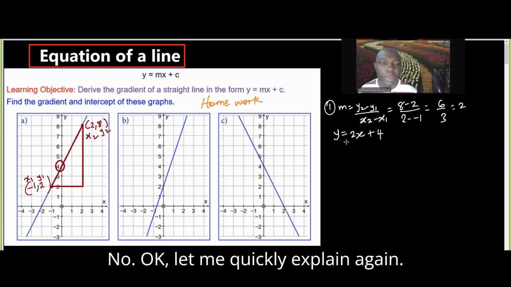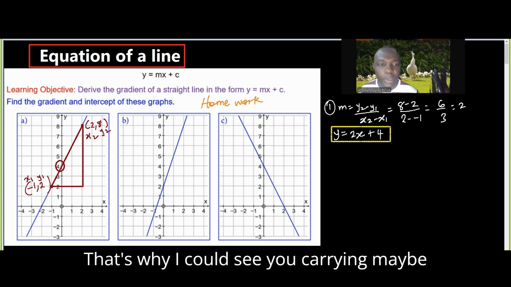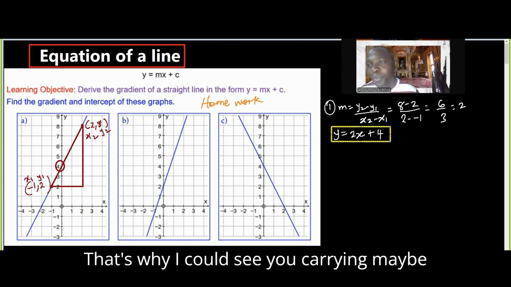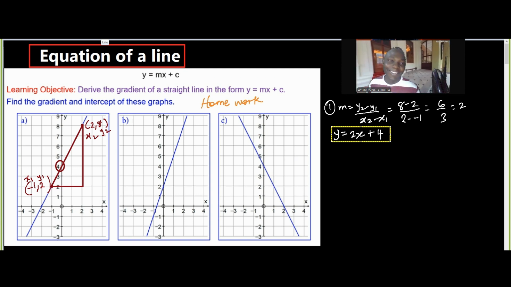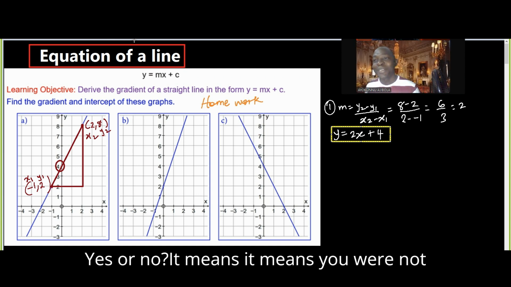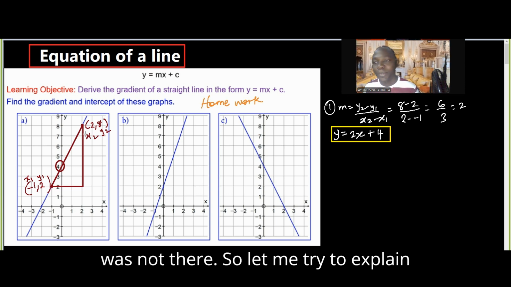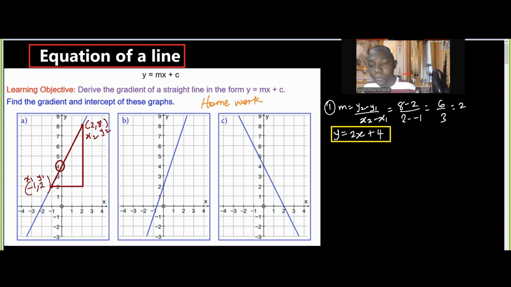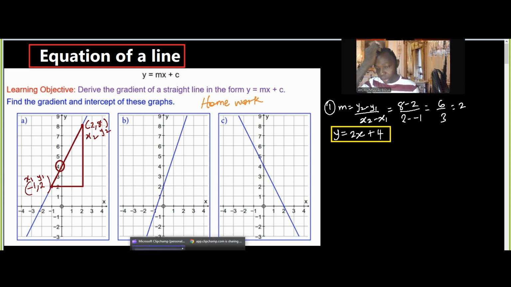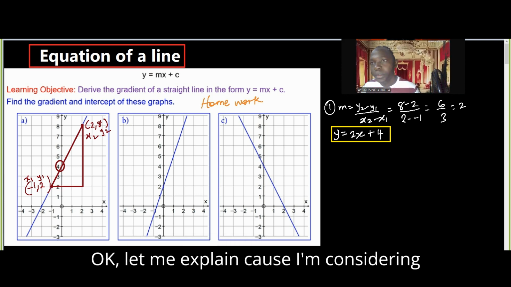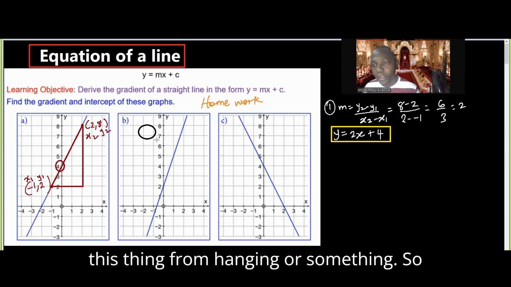No. Okay, let me quickly explain again. That's why I could see you carrying maybe a cup of water, a cup of drink when I was explaining. Yes or no? It means you were hearing me, but your mind was not there. So let me try to explain quickly. Okay. But wait, before I explain again, let me explain.